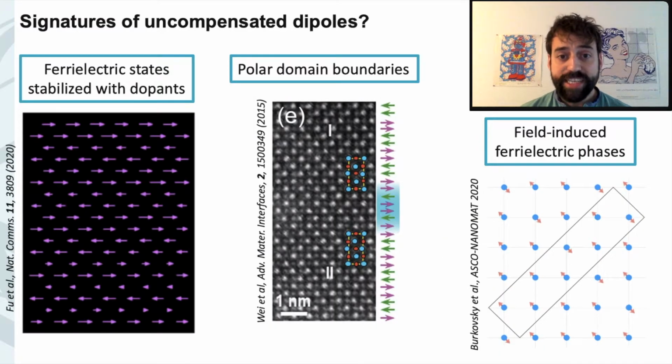The motivation for this study came from several hints in the literature pointing at low energy states of lead zirconate with uncompensated dipoles. Here on the left, you can see a recent work in which a ferroelectric state was stabilized in lead zirconate with doping. In the center, you can see an experimental work reporting on polar domain boundaries in this compound, and on the right, you can find a field-induced ferroelectric phase that was experimentally stabilized in pure lead zirconate.